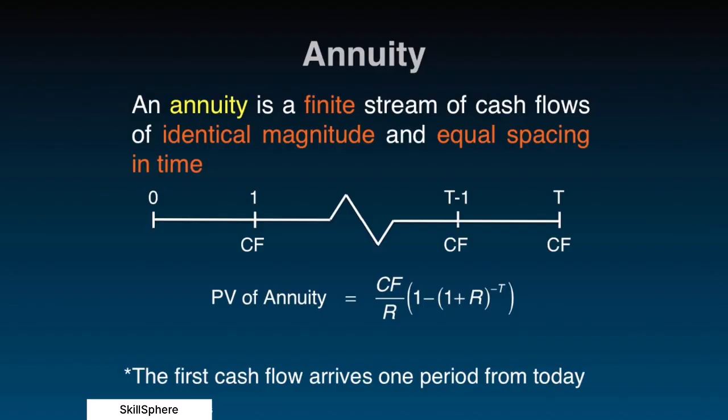One thing to keep in mind, though, is that in order for this formula to make sense, not only do all the features defining an annuity stream have to be true, but we're assuming that the first cash flow arrives 1 period from today. So for example, if my cash flow stream looked like this, it is an annuity stream of cash flows, but this formula is not going to give me the present value of this cash flow stream. Actually, what I would have to do is just add CF, right? Because this is the present value. It's coming today.